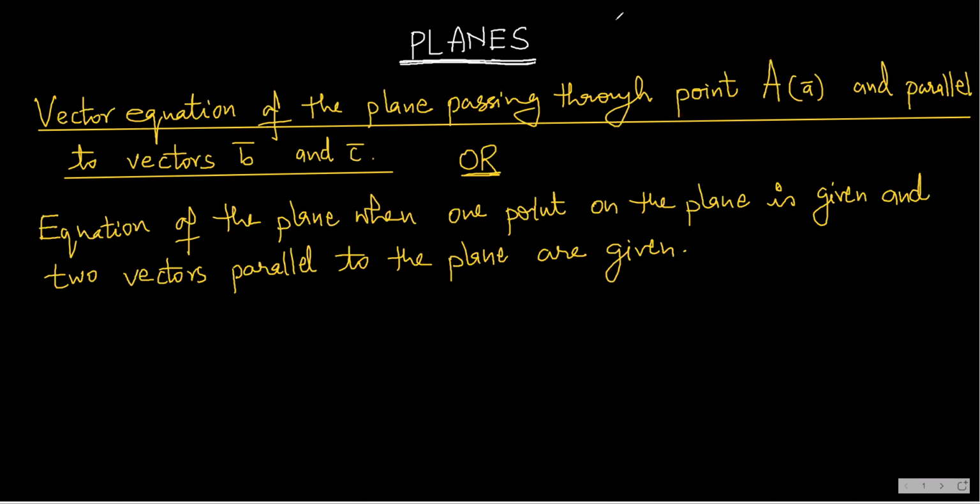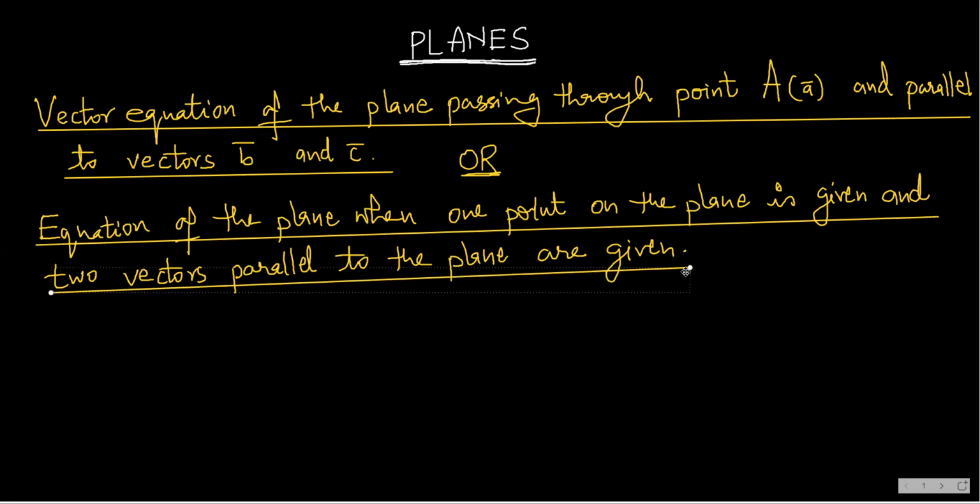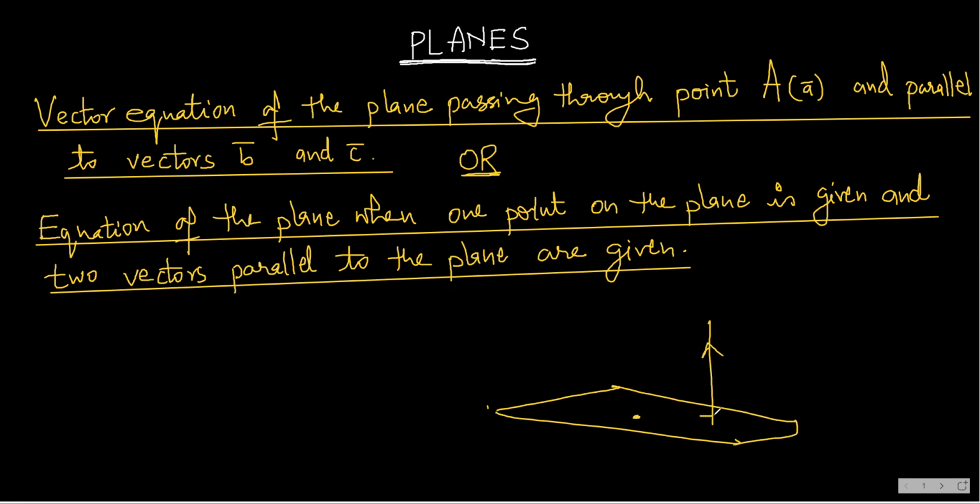In the last lecture of planes, we saw how to find the equation of a plane when we are given one point on the plane and a vector perpendicular to the plane. If we are given these two things, then how to find the equation of the alpha plane. This is say alpha plane.